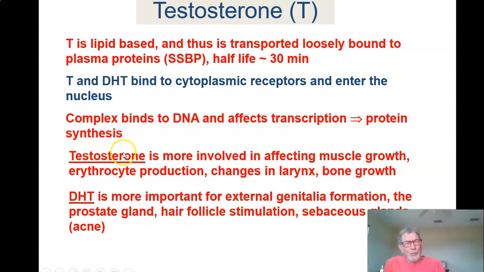The other problem with taking extra testosterone is the negative feedback that causes you to make less luteinizing hormone and FSH type gonadotropins. So if you're taking a shot of testosterone, you make less of your own gonadotropins and you understimulate your testes. And so you can actually have testicular atrophy if you're taking testosterone shots. DHT is the one that is more important for producing the male reproductive stuff.